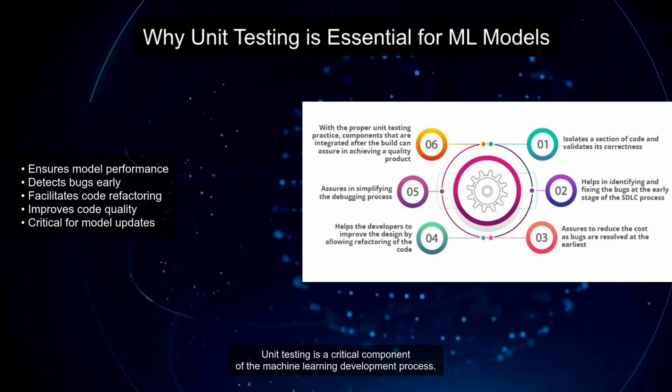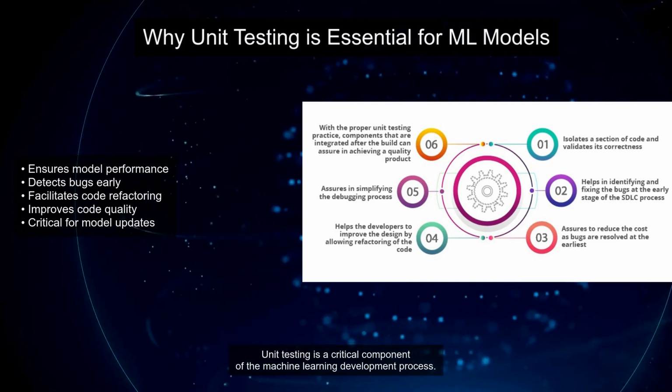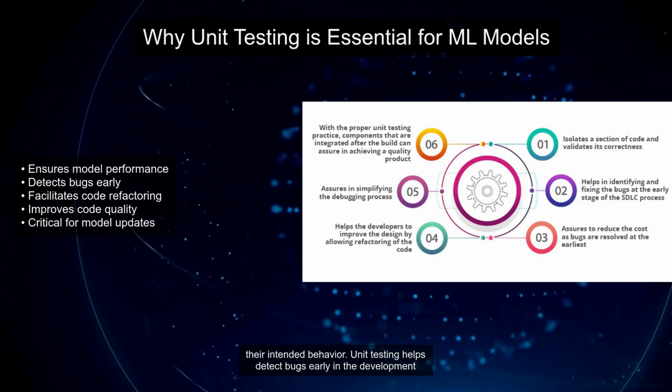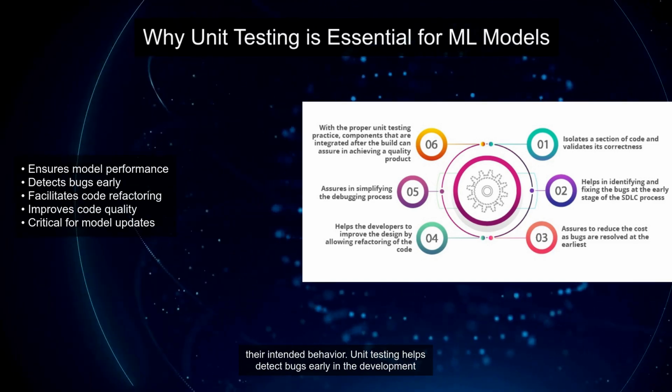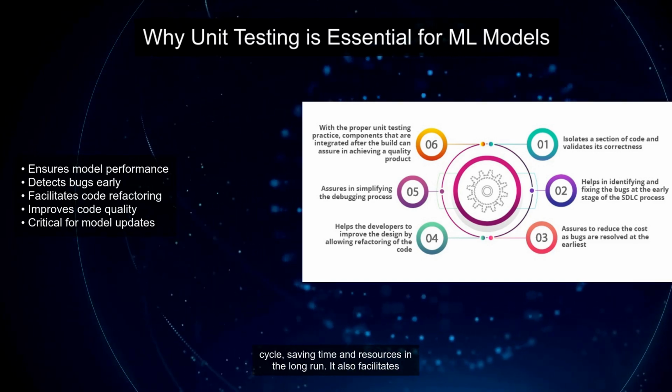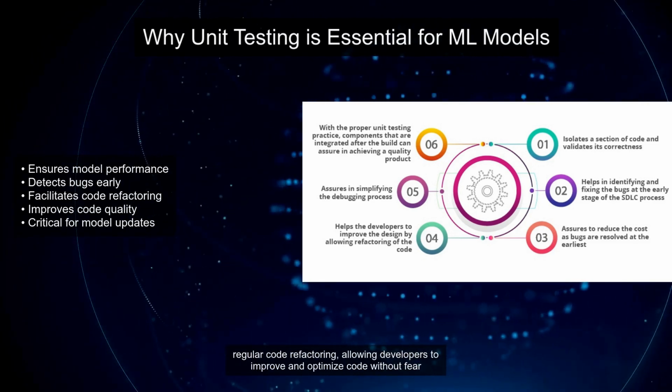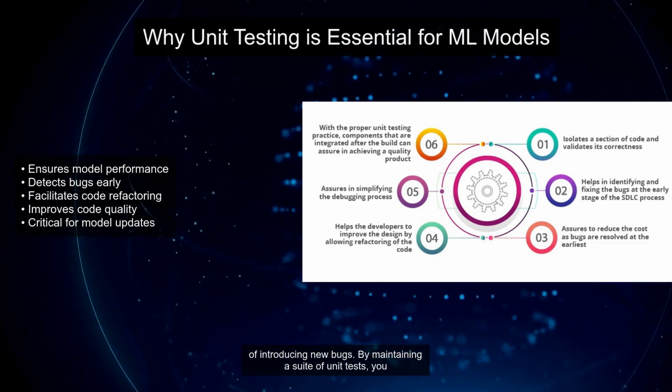Unit testing is a critical component of the machine learning development process. It ensures that the components of your model function correctly and maintain their intended behavior. Unit testing helps detect bugs early in the development cycle, saving time and resources in the long run. It also facilitates regular code refactoring, allowing developers to improve and optimize code without fear of introducing new bugs.